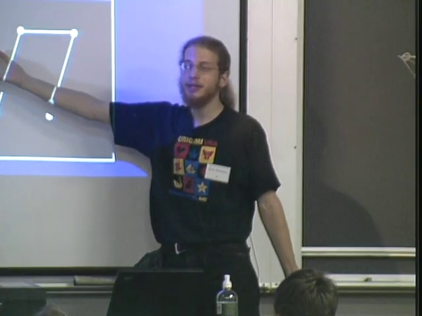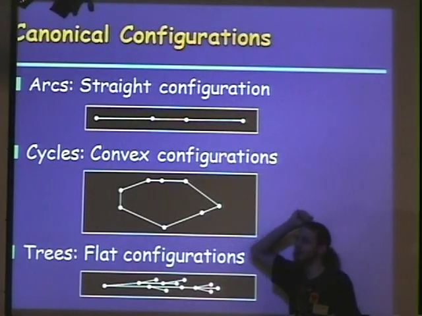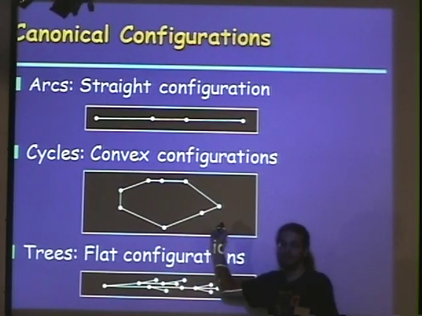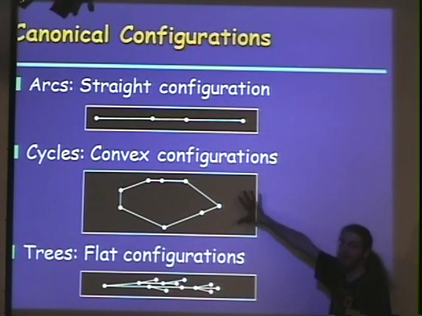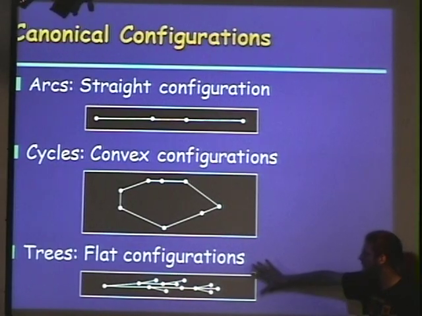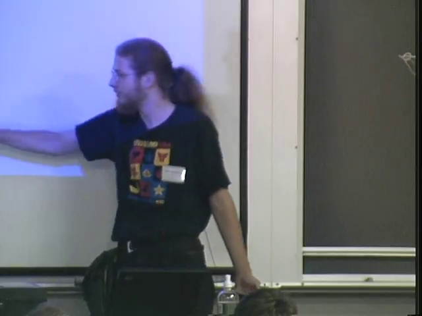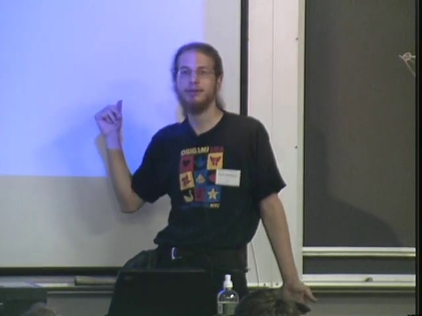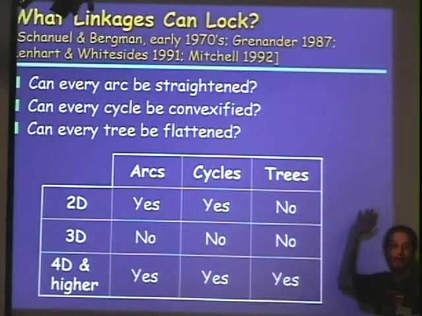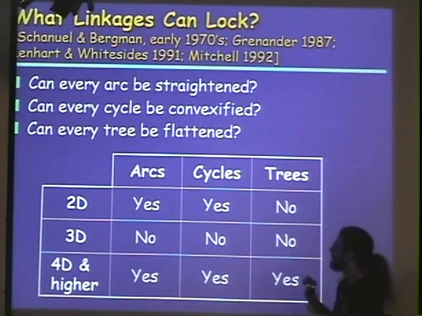This idea is used all over mathematics. So what does canonical mean? Well, for arcs, I want the straight configuration where every vertex angle is 180 degrees. For cycles, I'd like a convex configuration where every interior angle is less than or equal to 180 degrees. There are several convex configurations, but it's pretty easy to show that once you get to convex, you can go to any other convex configuration, even staying convex. And for trees, I'd like something called flat configurations, where all the vertices lie roughly on a line and all the edges point to the right. You could also go beyond trees, but trees are already hard enough, so we don't go to more general graphs.